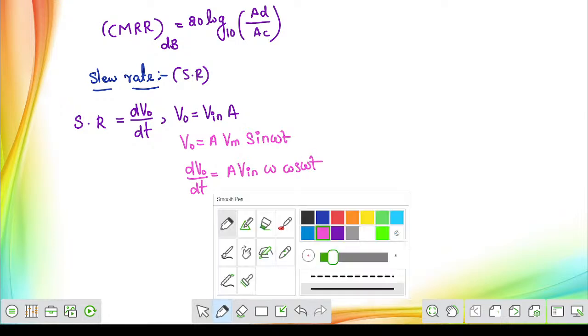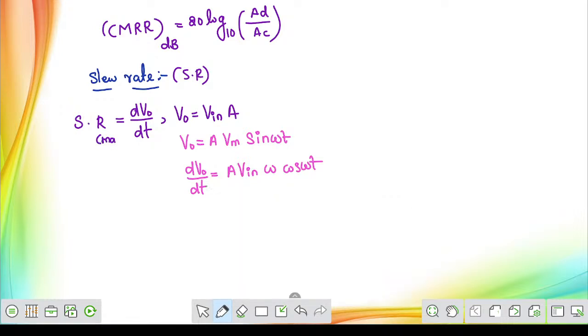We need the slew rate maximum value. This is the formula to obtain the maximum value of slew rate. The slew rate is going to be maximum when the value of omega t is equal to 0 or pi, sorry, 2 pi. That is the point where cos 2 pi will become 1 and cos 0 will become 1. That is the point where we are achieving the maximum slew rate.